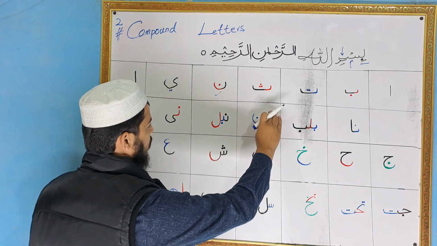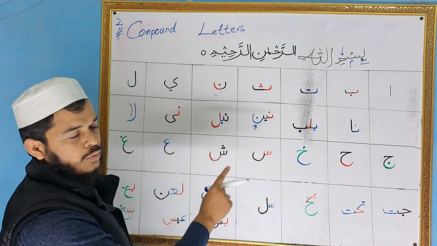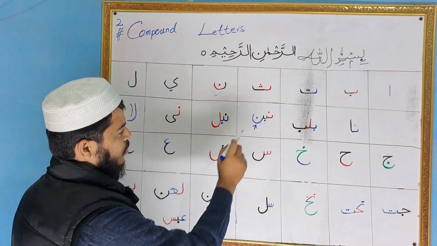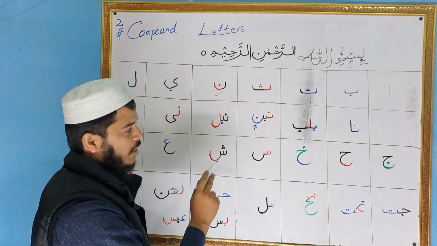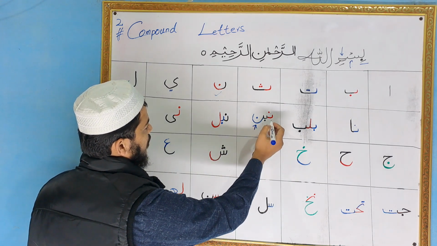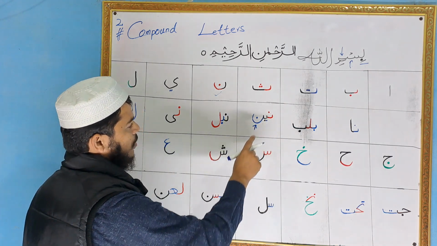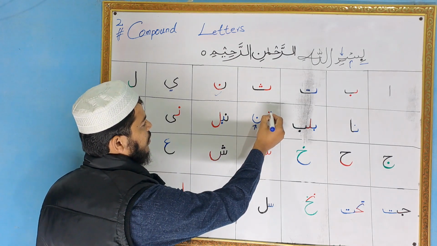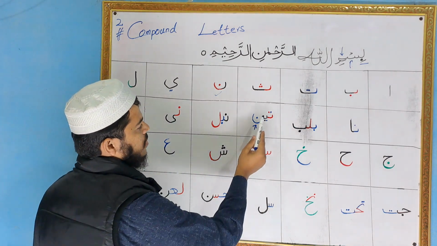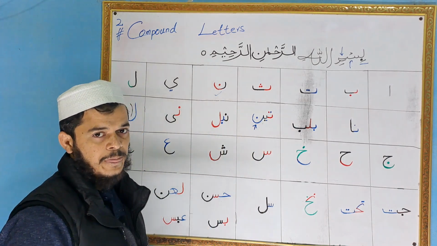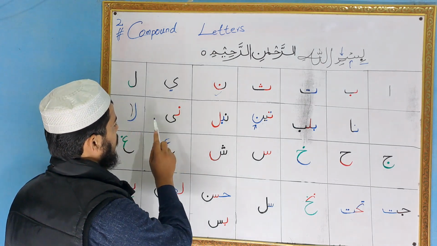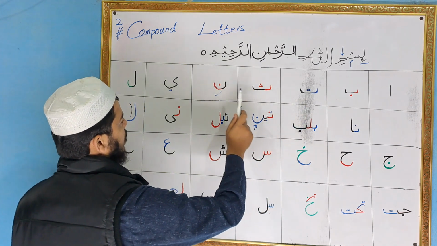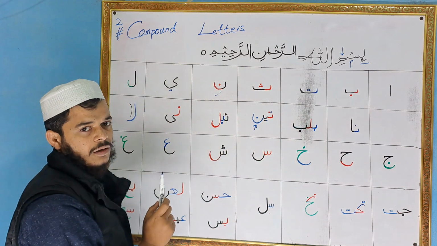If you will remove one dot, now it will become noon, ya, noon. If we remove one dot from there, it will become noon, ba, noon. Got it? If we place another dot there, it will become noon, ya, noon. If we place another dot there, now it will become ta, ya, noon. Got it? So we have learned all of these shapes: ba, ta, sa, noon and ya. Got it?